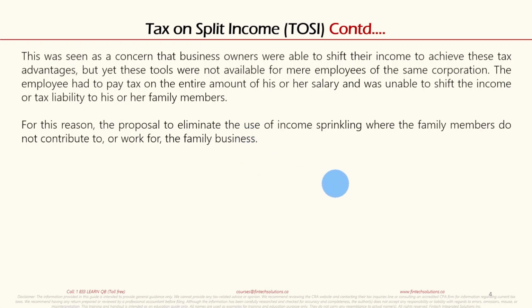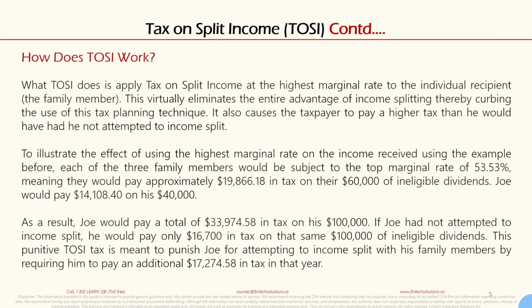Because the TOSI, which is tax on split income, has been incorporated. All right, so let's see what TOSI does now. How does TOSI work? What TOSI does is apply tax on split income at the highest marginal rate to the individual recipient, the family member. This virtually eliminates the entire advantage of income splitting, thereby curbing the use of this tax planning technique. It also causes the taxpayer to pay a higher tax than he or she would have had he or she not attempted to income split.